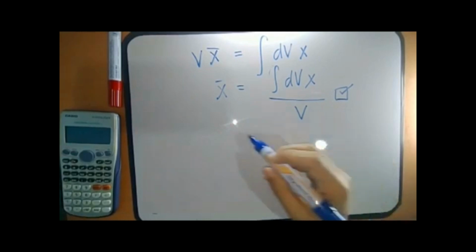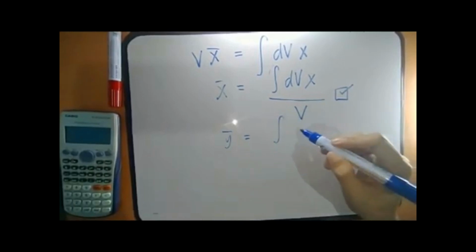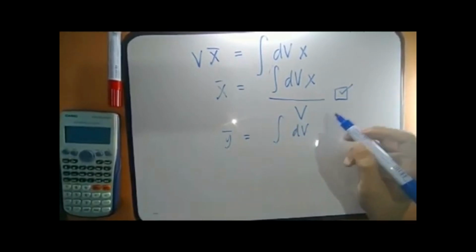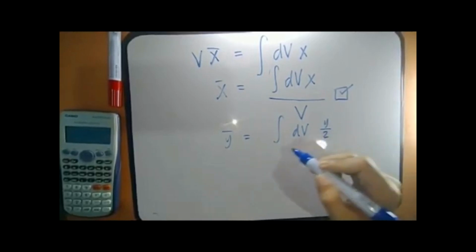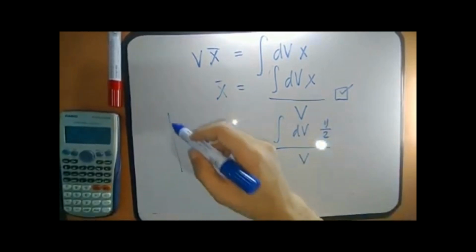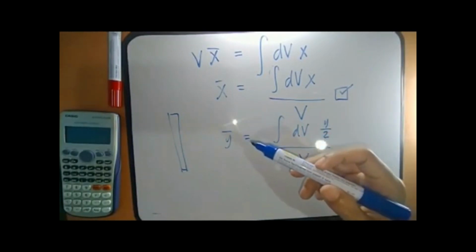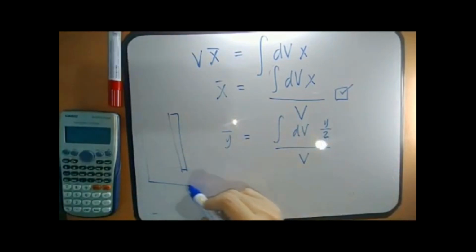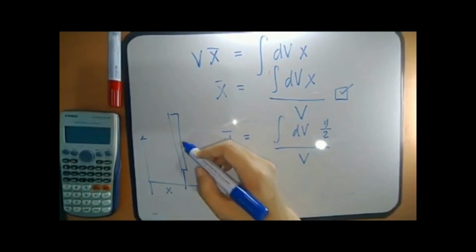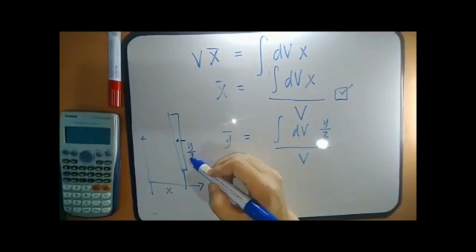Now, for the y-axis, y bar is equal to the integral of differential of volume times the midpoint y over 2, all over the volume. Here, y over 2 is the midpoint. These two formulas are applicable if our strip, the rectangular strip, is vertical. If you have this vertical strip, and this is our axis, this distance will be x, but half of this distance will be the midpoint, so y over 2.